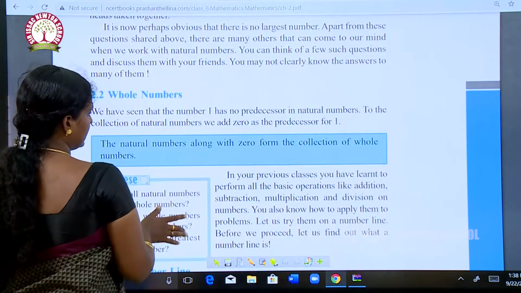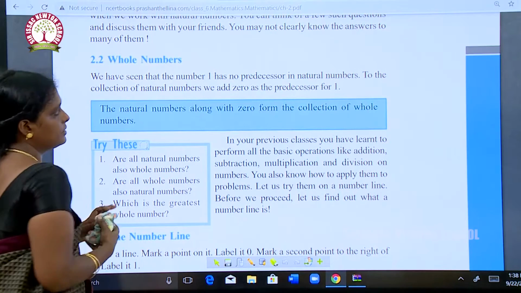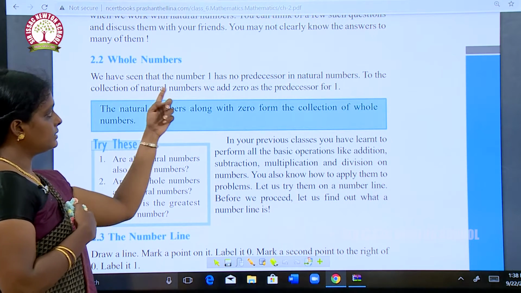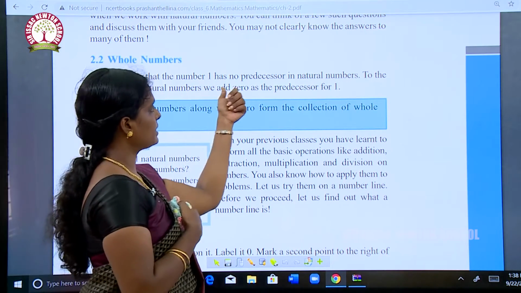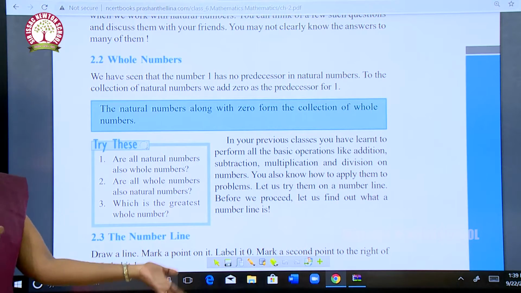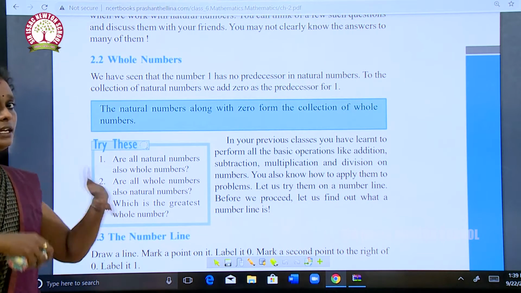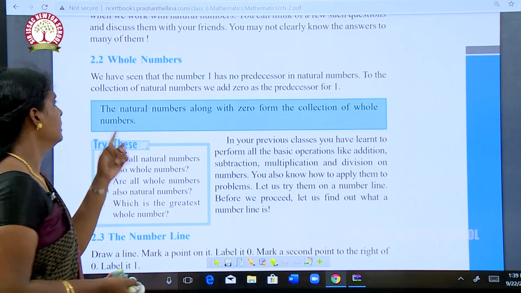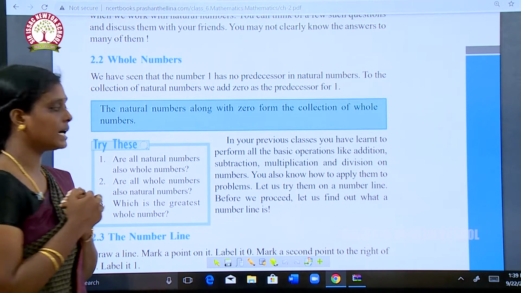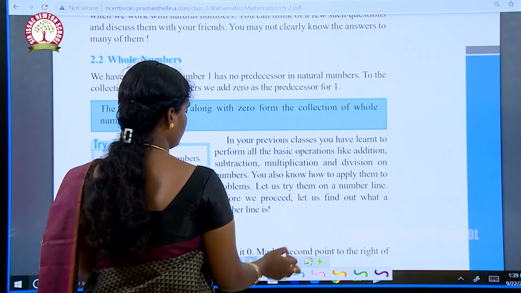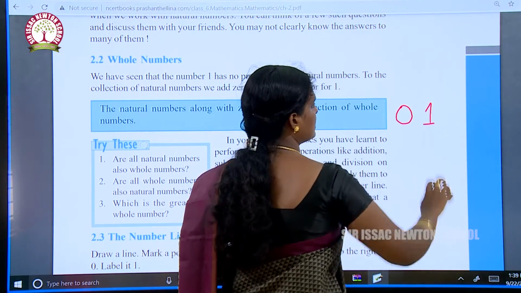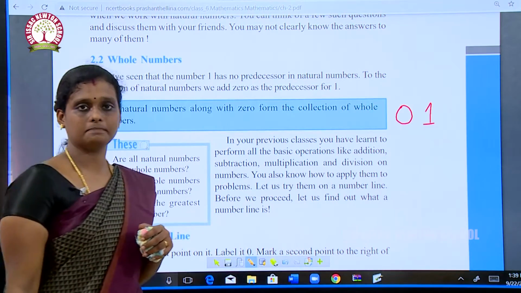But in that case alone, we use whole numbers. We have seen that the number 1 has no predecessor in natural numbers. In natural numbers, there is no way to write the predecessor of 1, right? There is no number before 1. But in whole numbers, we will consider 0 as the predecessor of 1.